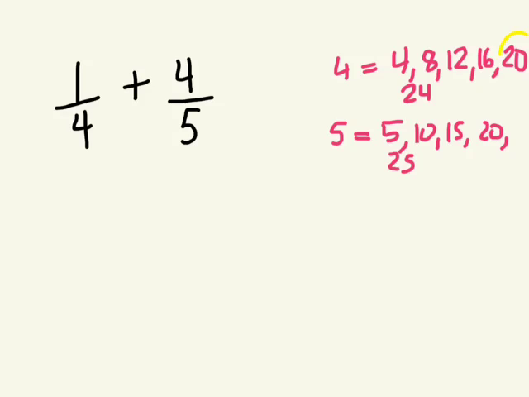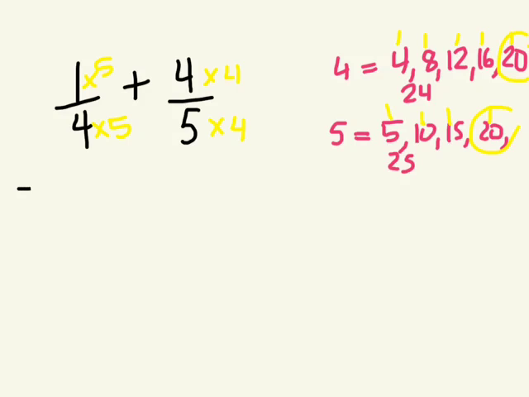20, good. So I know that 4 needs to be multiplied by 1, 2, 3, 4, 5, right? Whatever you do to the denominator, you have to do to the numerator. And for the second fraction, 5 needs to be multiplied by 1, 2, 3, 4, and whatever you do to the denominator, you must do to the numerator. So we're trying to find a common denominator.